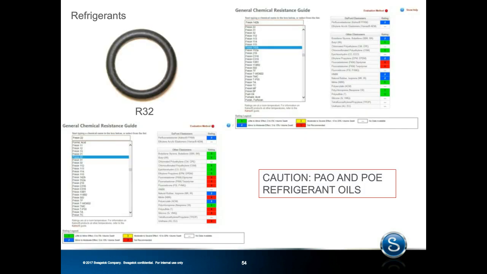And then finally, I wanted to mention refrigerants. Not only are refrigerants very aggressive to your seal materials, it's often overlooked that the oils that are used in the compressors in those systems may cause compatibility issues with your elastomer seals. So you need to not only ensure that the refrigerant in your system is compatible with the seals, but the oils that are used in the compressors in those systems are also compatible with your seal material.